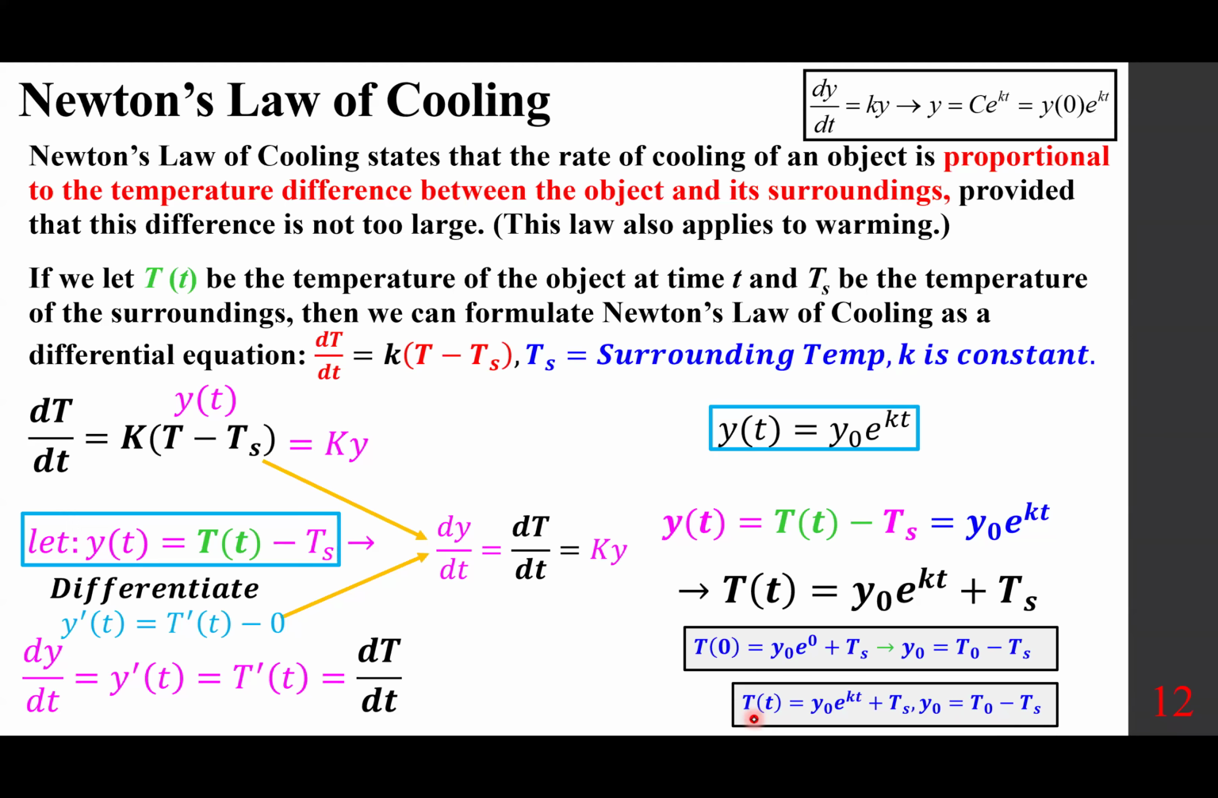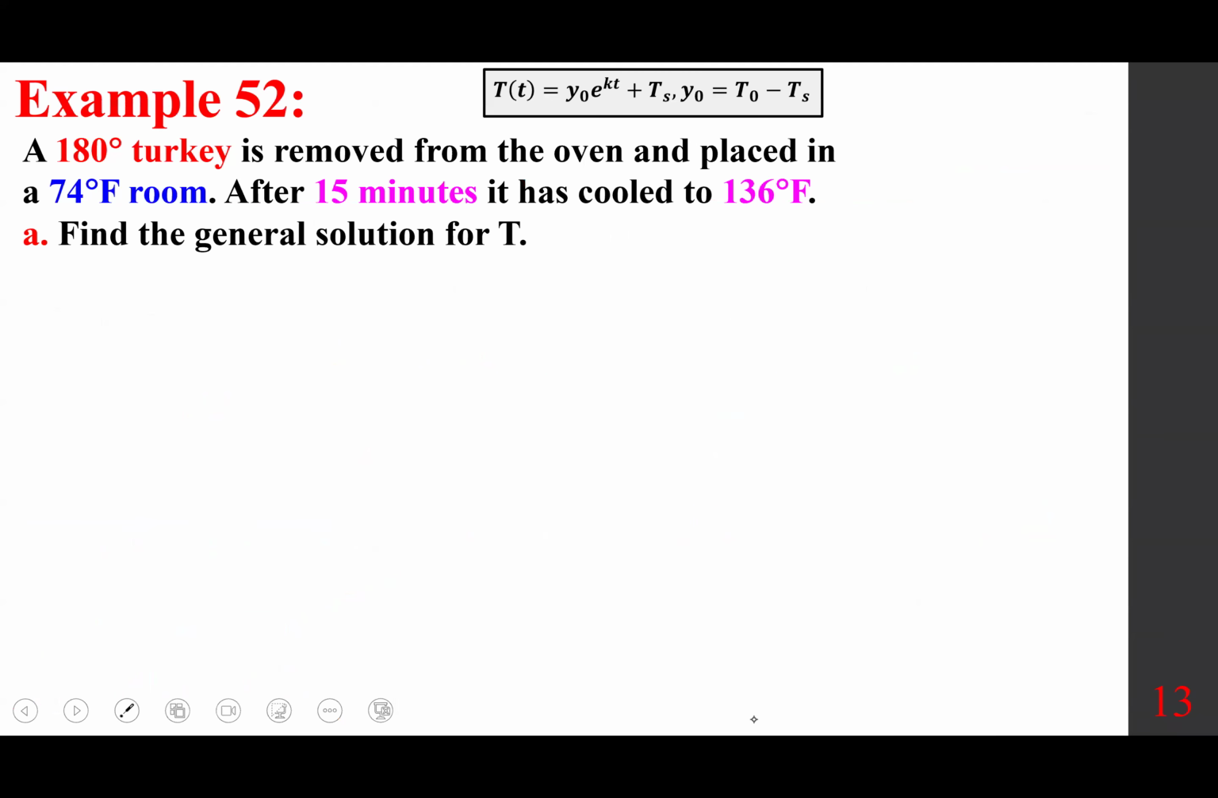It's that simple. Let's look at a very simple example. A 180-degree turkey is removed from the oven and placed in a 74-degree Fahrenheit room. After 15 minutes, it has cooled down to 136 degrees Fahrenheit. Find the general solution for T. Plus, even for your homework assignments or exam, I expect this to happen before we answer. If it has several parts, you have to come up with T of t to make sure you can move on. It's important to do that.